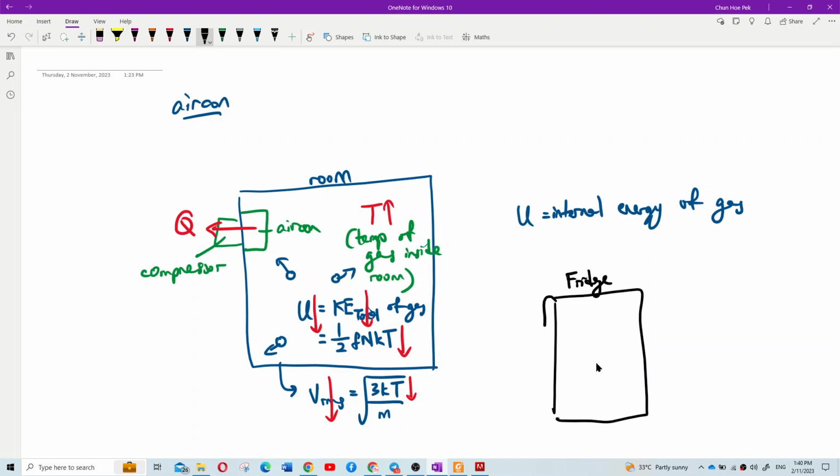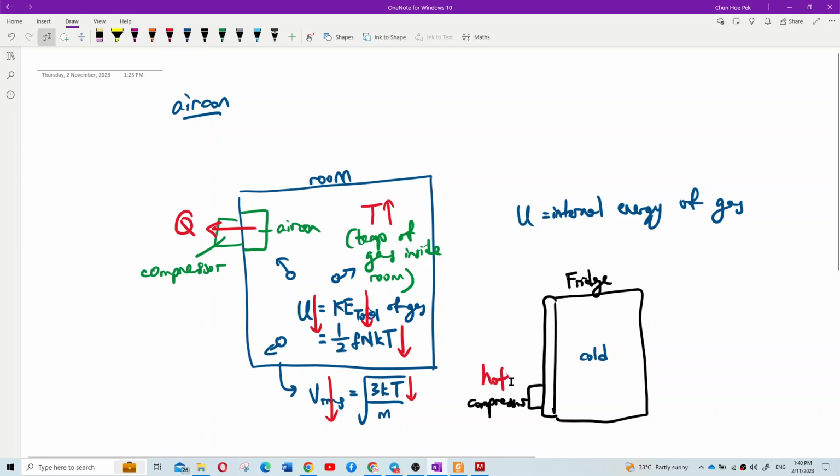Behind the fridge, there's a compressor, isn't it, class? Do you know a compressor there? You feel inside is cold, but you feel behind here is hot, isn't it, class? You feel outside here is hot.